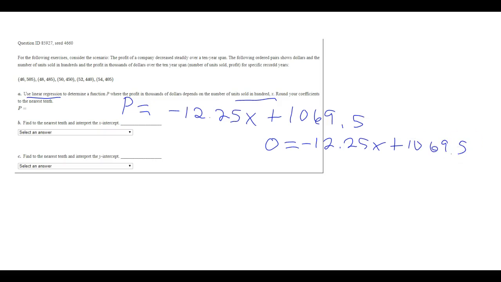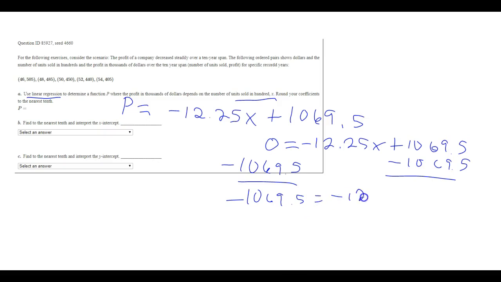So that means I'll subtract this 1069.5 from both sides. So negative 1069.5. And that's going to give me negative 1069.5 equals negative 12.25x. Then again, we're solving for x, so I'm going to divide by this negative 12.25 on both sides.